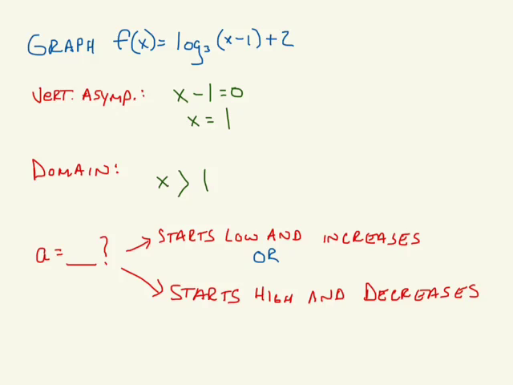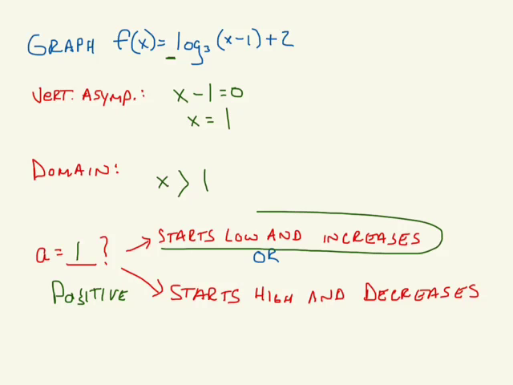The next question is, what is our a value? Well, a equals 1 in this case, and 1 is positive. So if it's positive, it's going to start low and increase the whole time. We're not going to start up high and come down. We're going to start low and increase. So what we should know right now is we're going to have a vertical asymptote at the line x equals 1, and it's going to start low and it's going to increase.